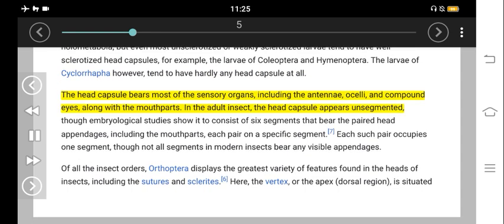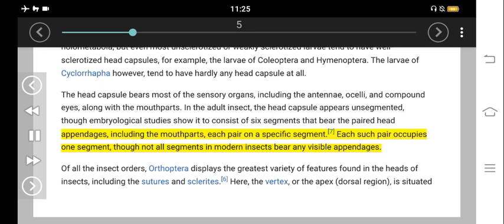The head capsule bears most of the sensory organs, including the antennae, ocelli, and compound eyes, along with the mouthparts. In the adult, the head capsule appears unsegmented, though embryological studies show it to consist of 6 segments that bear the paired head appendages, including the mouthparts, each pair on a specific segment. Each such pair occupies one segment, though not all segments in modern insects bear any visible appendages.